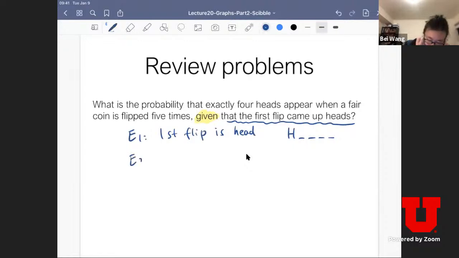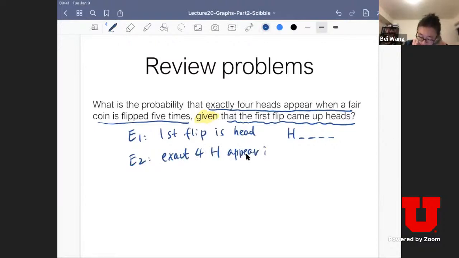Now the second event, E2, is exactly 4 heads appear in 5 flips. So this is exactly 4 heads appear when a fair coin is flipped 5 times. For example, this is one example, but there are many instances.